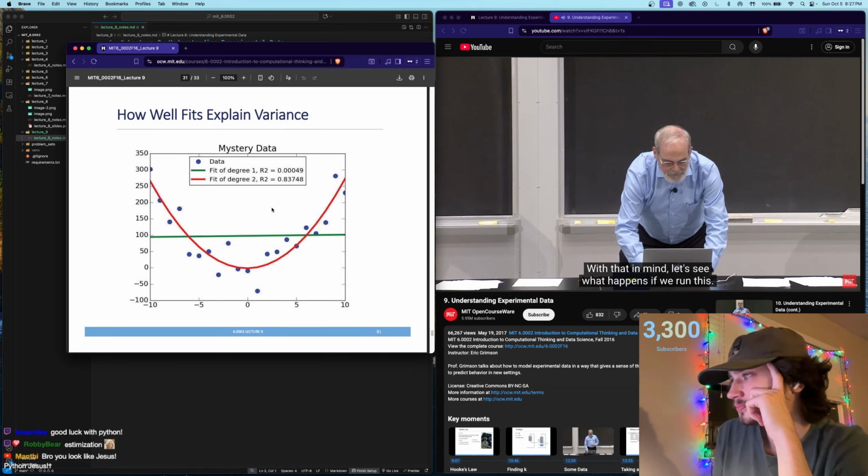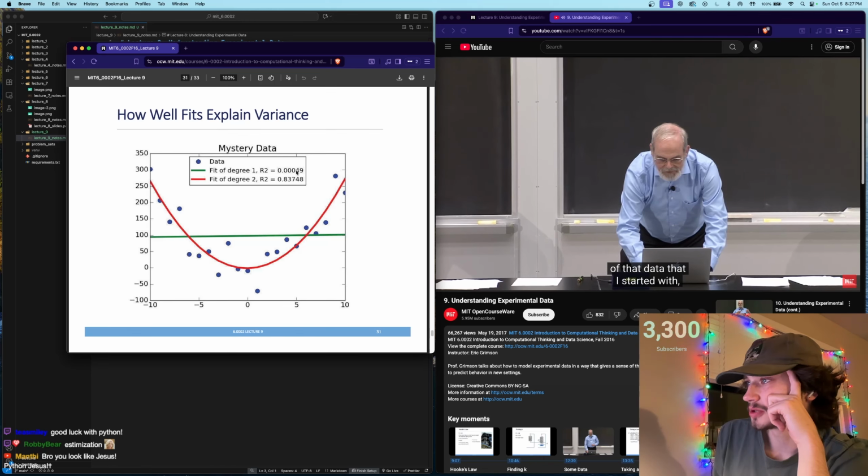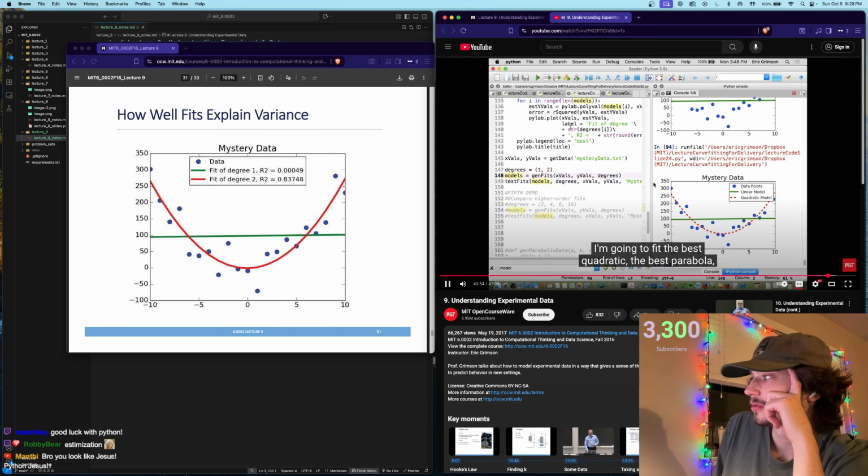Okay, let's see. So the red is pretty good, and the green is really bad, which we could tell visually, assuming I picked the right one here, which I think is this one. I'm going to do a fit with a degree 1 and a degree 2 curve. So I'm going to fit the best line, I'm going to fit the best quadratic, the best parabola.